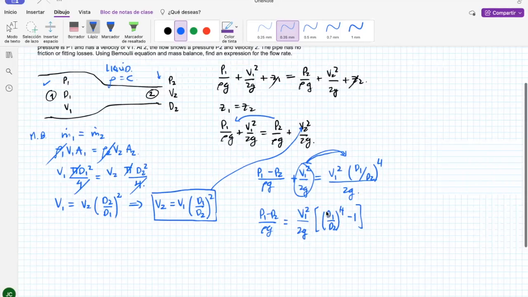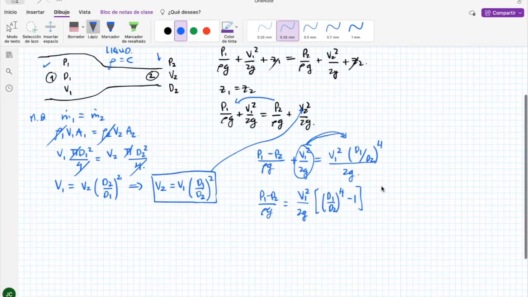So I'm going to make my life a little bit easier. We still haven't found the flow rate. We have used so far the Bernoulli equation and mass balance. What I want to put somewhere there is the flow rate. So you can say that the flow rate equals the flow rate going through 1, and it's also the same thing as the flow rate going through 2.